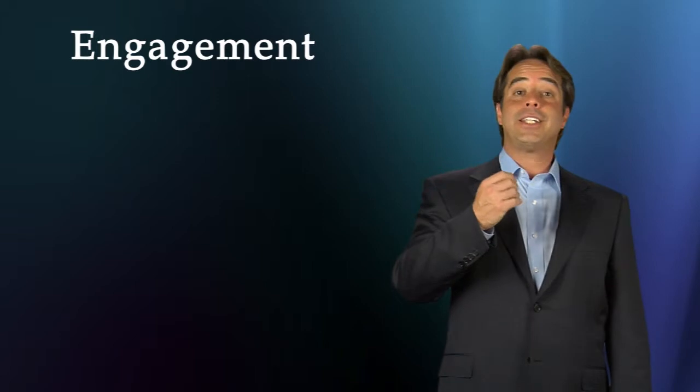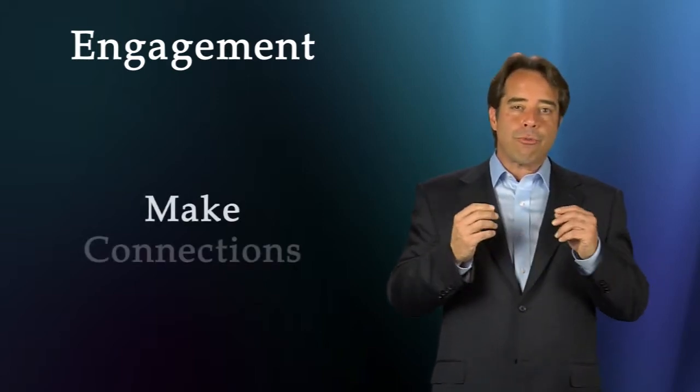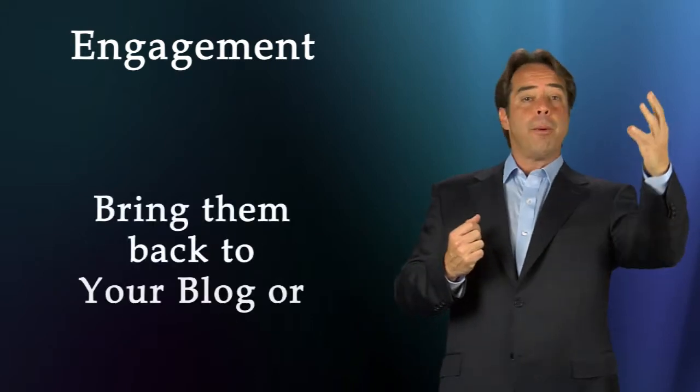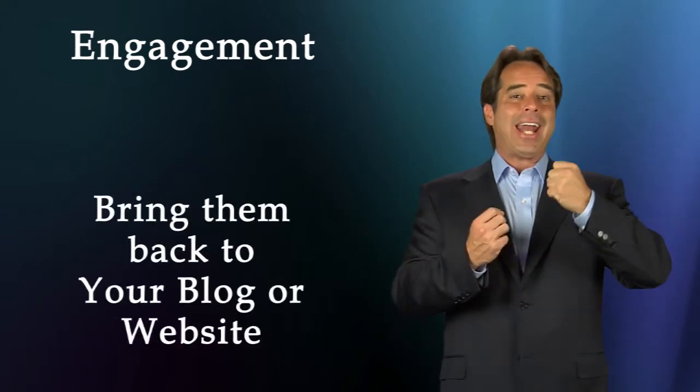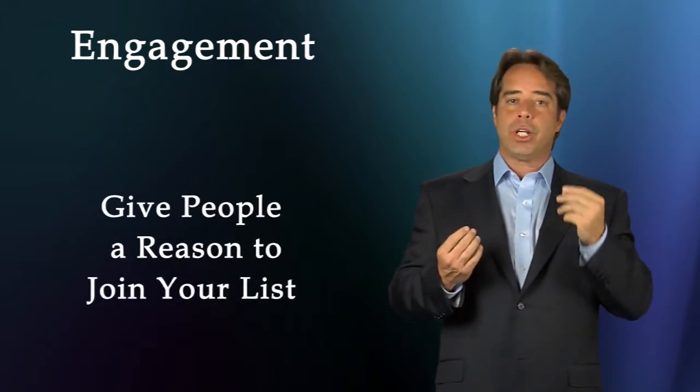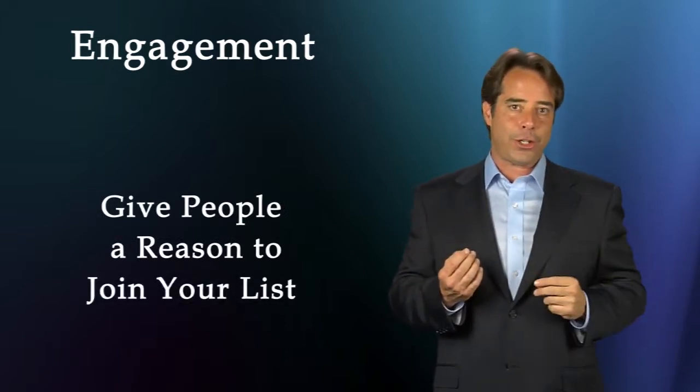Stage four, then, is engagement. This is where it really all begins to happen. You want to meet people on the social networks, bring them back to your blog, and get them to give you their email and first name. And that's real engagement. That's a relationship now that you control.